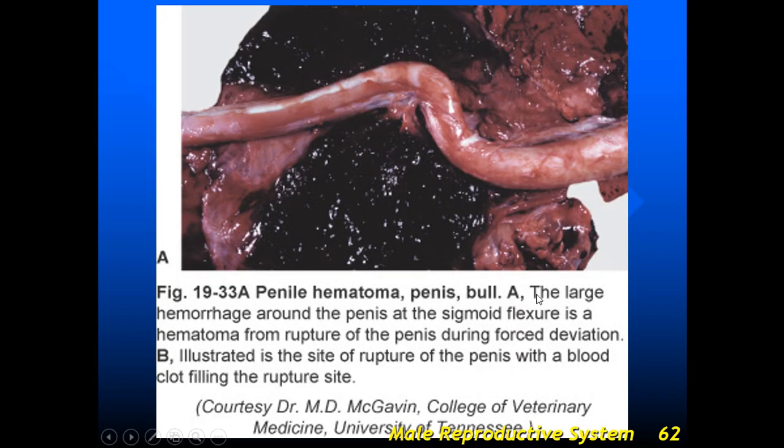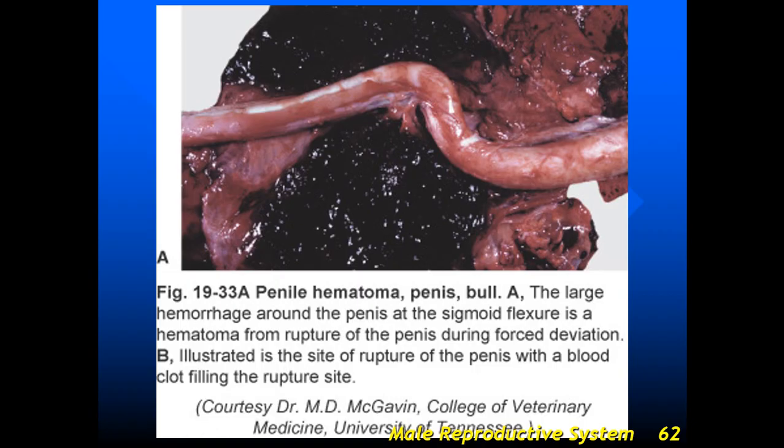These are some pictures of penile lesions. First, this is the penile hematoma. This is due to mating injury. You can find hemorrhages around the penis, in particular around the sigmoid flexure. This is the sigmoid flexure of the bull penis, here. And these ruptures usually occur due to some mating injury, intromission.